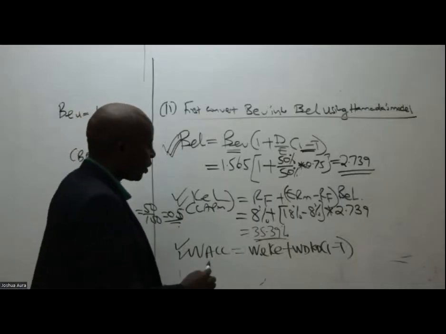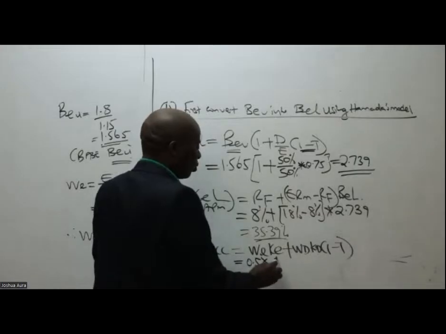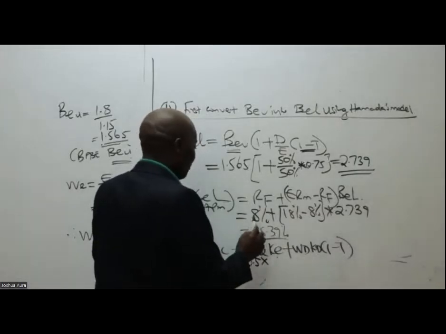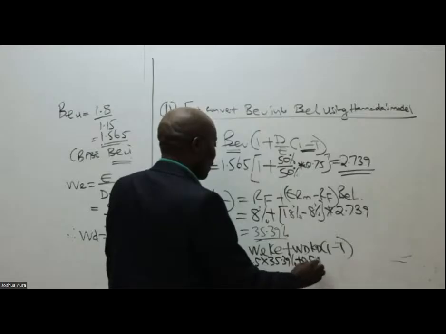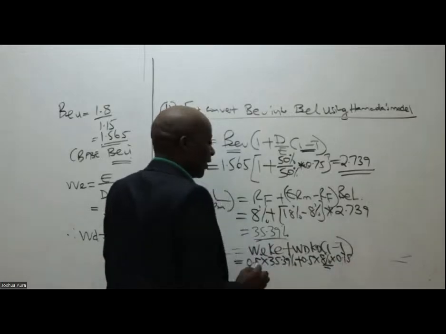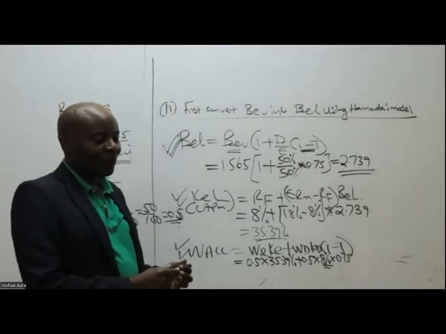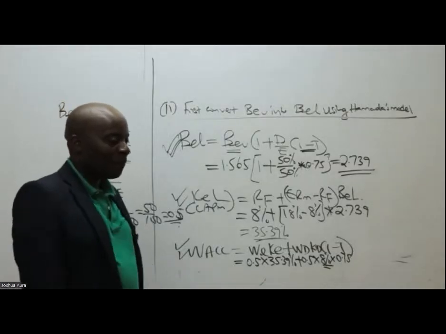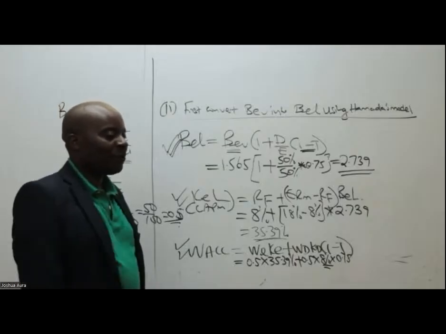Thank you so much. So the weight of equity, ladies and gentlemen, here is 0.5. The cost of equity is what we already have here, 35.39%. Weight of debt is 0.5 times cost of debt is 8%, times 0.75. I'm so sure you don't know where I got 8% from. Is there anybody who knows where I got the 8% from?